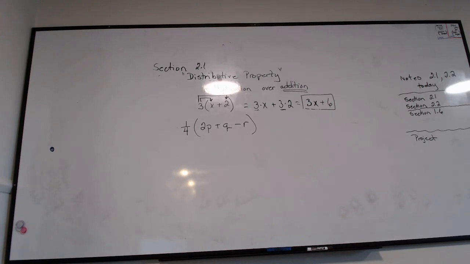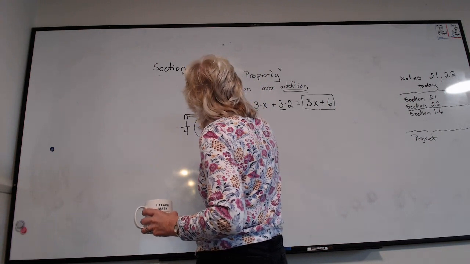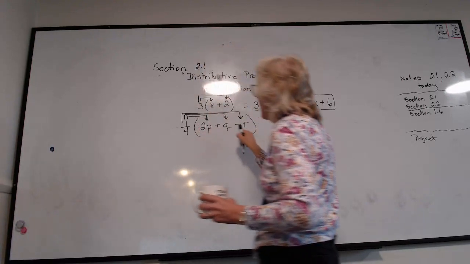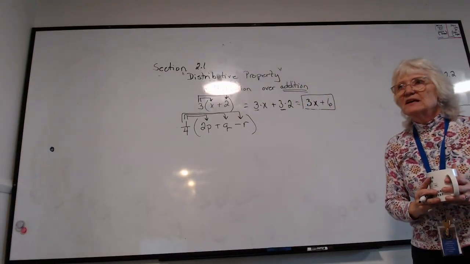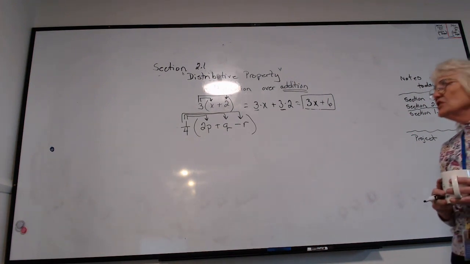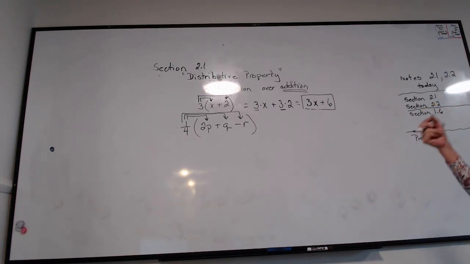So what we're going to do is we're going to distribute, and I still like to do this. I like to draw it out for myself, okay, like that, and I like to show the multiplication. Okay, I'm going to take 1/4 times 2p. I'm going to take 1/4 times q, and I'm going to take 1/4 times negative r, or subtract 1/4 r. When you're doing this, the plus and minus signs just come along. There's no use changing them, but if you have a negative out front, we'll talk about that. I'll show that one in just a minute.